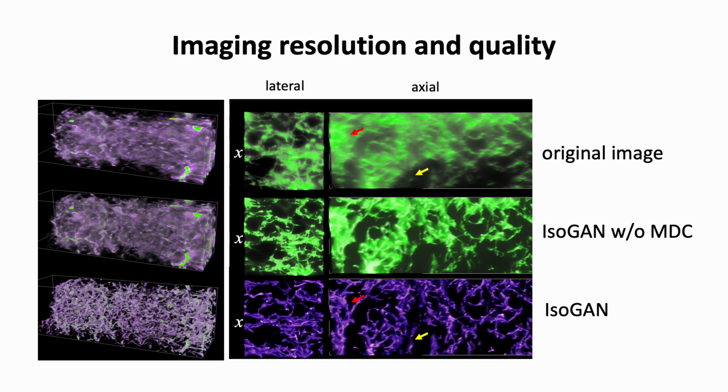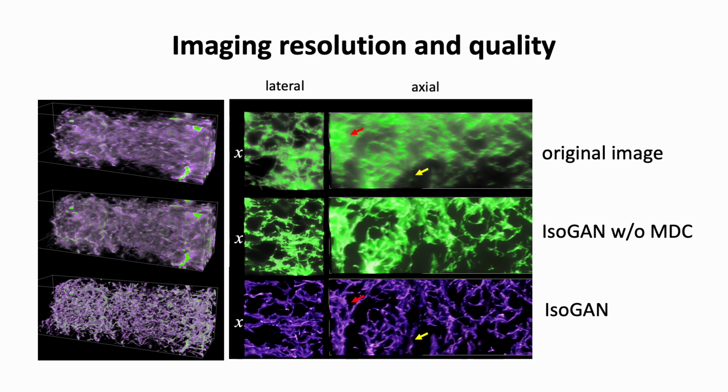Okay, let's see the results. In the first row, we have the original image, and in the last row is our IsoGAN result. Now, if we look at these three rows of images, we can clearly see that the imagery enhanced by the IsoGAN shows some improvement in neural continuity and imaging resolution.